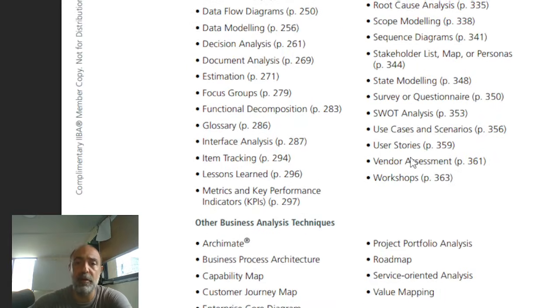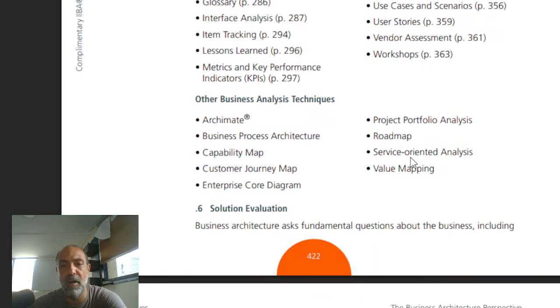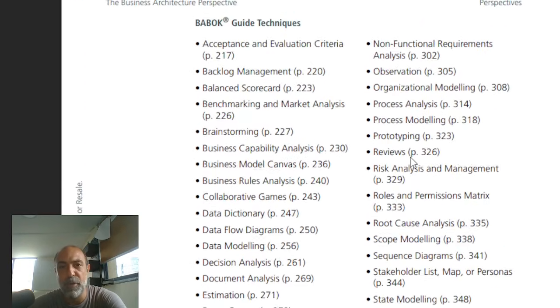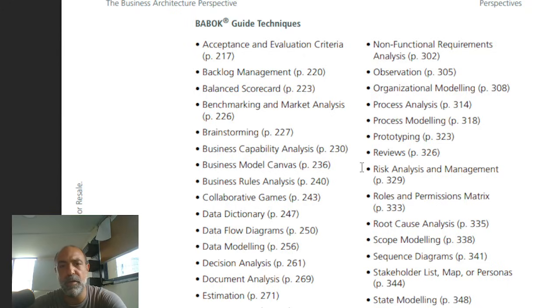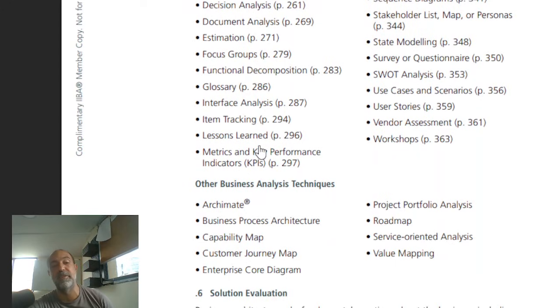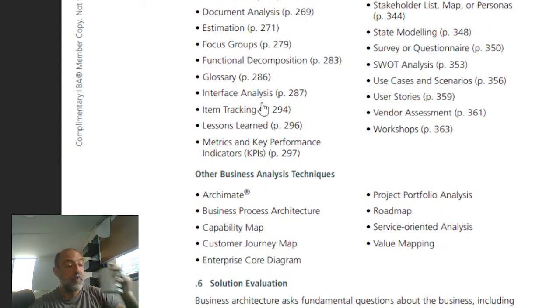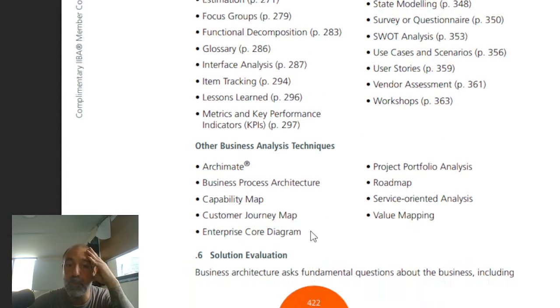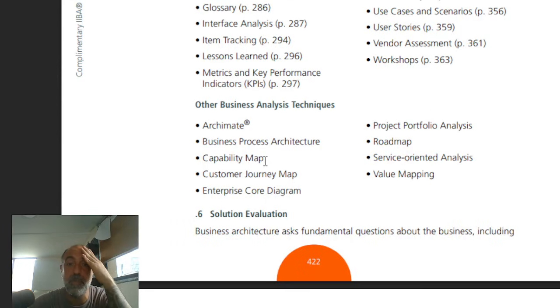And you're practically using every single technique here. Look, acceptance and evaluation criteria, backlog, brainstorming, business capability analysis. You're getting all the information you're designing. All right. Other business analysis techniques: business process architecture, capability map, customer journey map. I want to see how the capability map looks. Let's look at it. Why not?